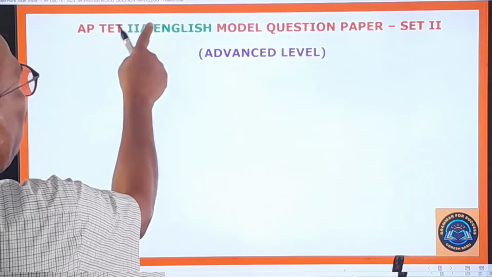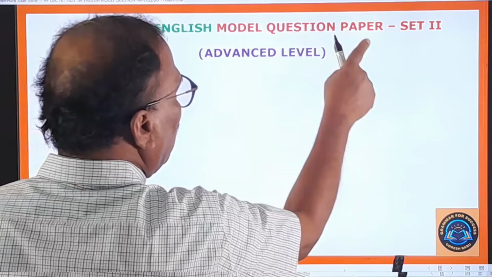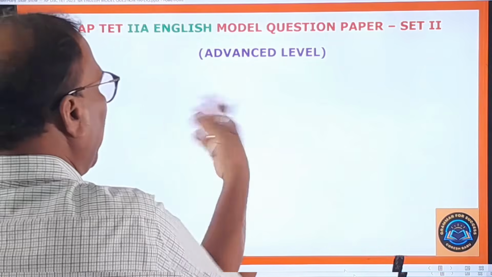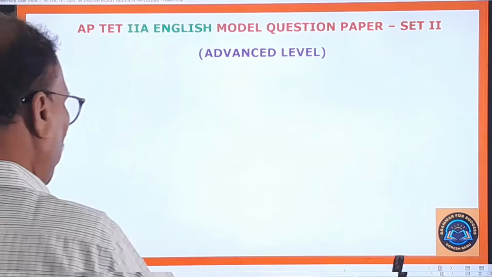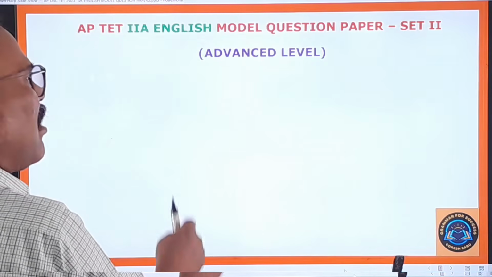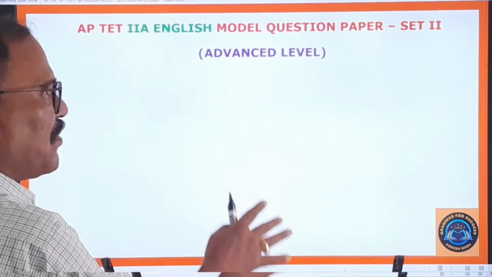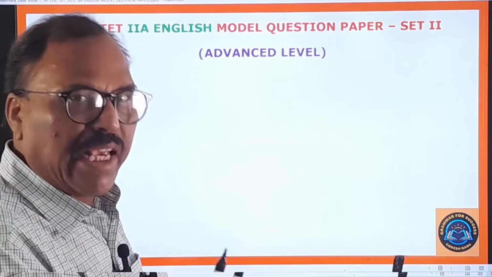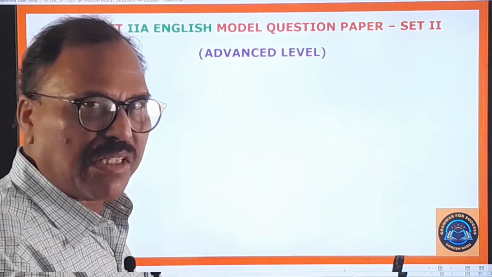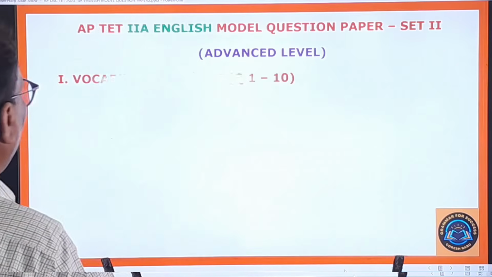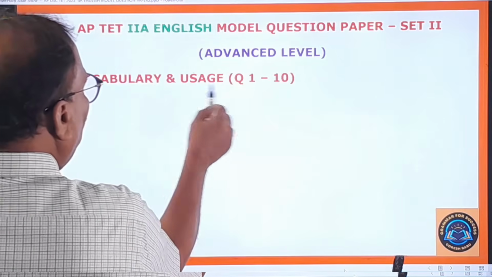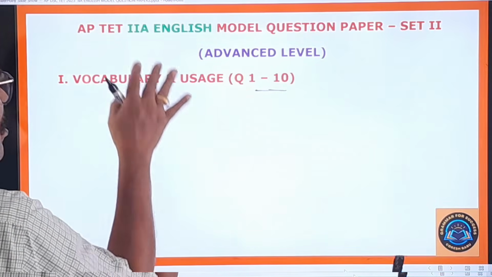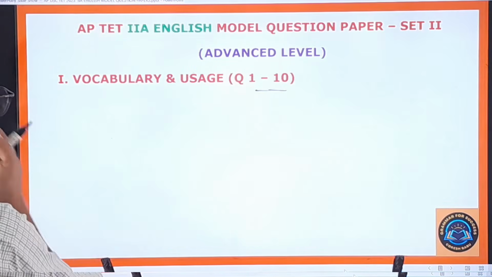AP TET 2A English Model Question Paper Set 2, or Question Paper 2. This question paper has been framed at an advanced level, and you try to answer these slightly difficult questions as far as possible. And I am going to anyway give you the explanation for all these questions. Right, and here you pay attention to vocabulary and usage. 10 questions are given. This is the first part of the question paper.